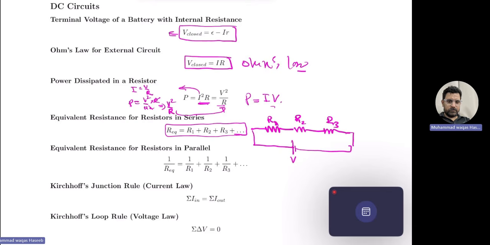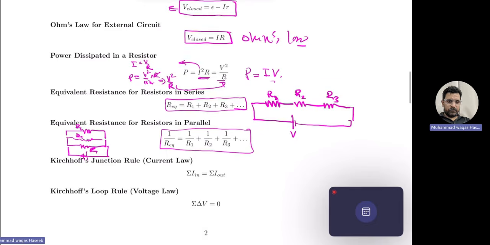In a parallel circuit, the equivalent resistance is calculated as this. So you can have parallel resistances like this. This is your R1, R2, R3, and then they are connected to the battery. And the total equivalent resistance can be calculated as this.